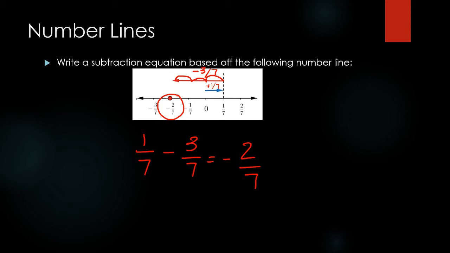So remember, the first number always starts at 0, and then for the second number, make sure that you're counting how many times it's moving. So I went back 1/7, 2/7, 3/7 times.